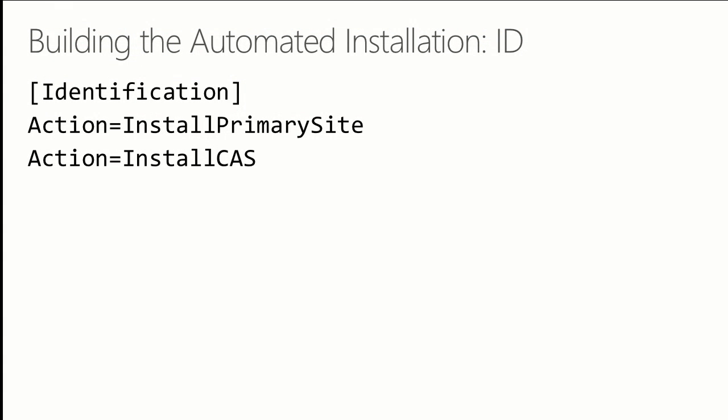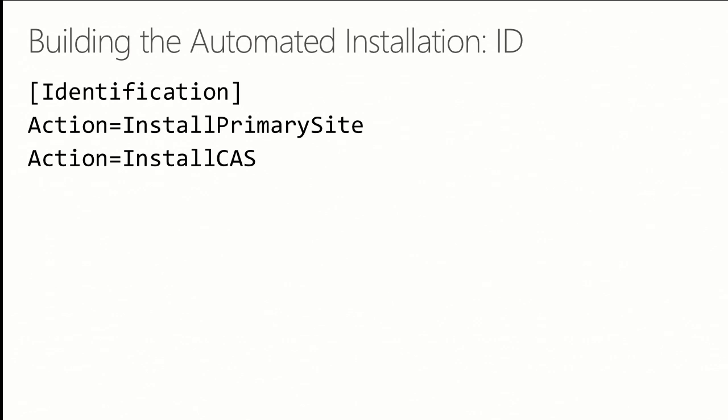So the first look at some of the fields within the INI. The first section is going to be identification, and this changes a little bit when we get into the restore process. What you'll see here is the two available actions that we have: install primary site and install CAS for central admin site. You have to pick one or the other here. If you were to try to feed both of these fields to the setup routine, it's going to spit out an error. So pick one or the other as far as which server you're going to build.